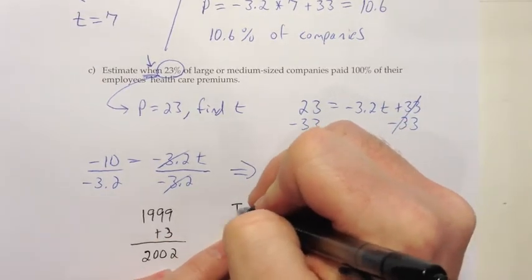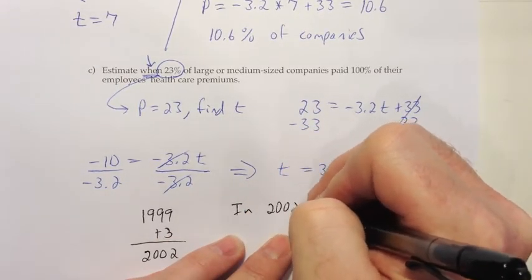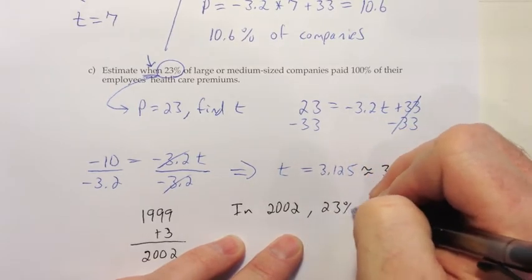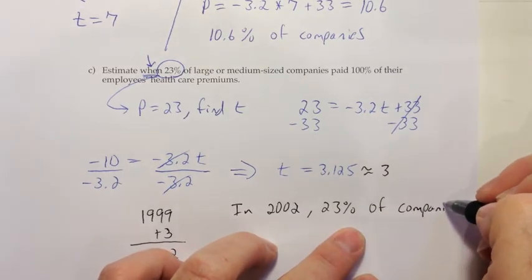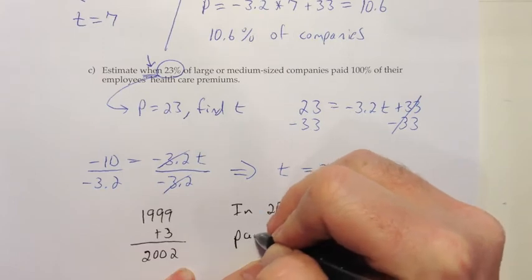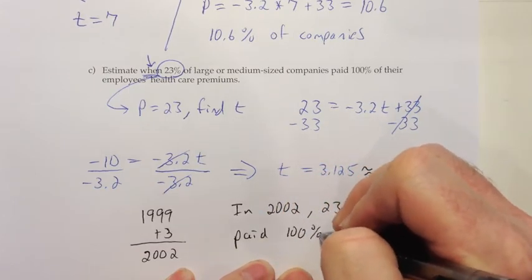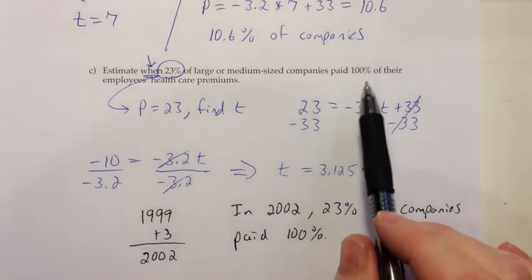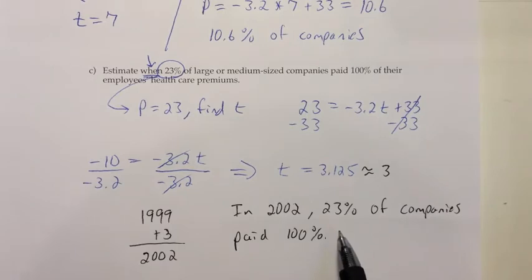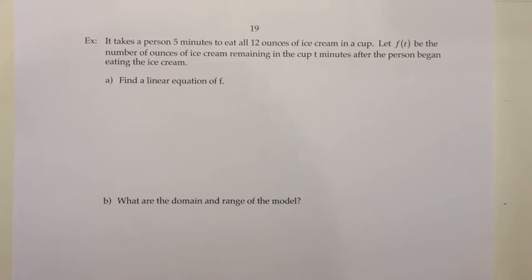So I would estimate that in the year 2002, 23% from right here of the companies paid 100%. And this is getting more and more to be a rare thing that a company would pay 100% of your health care. So even if you're lucky enough to have a company that's paying your insurance, a lot of times you're going to pay a certain percentage of it. So that has been dropping over time, how many companies cover that completely, and we would estimate it was in 2002 that it got down to 23% of such companies. Alright, let's go ahead and look at another example on page 19.